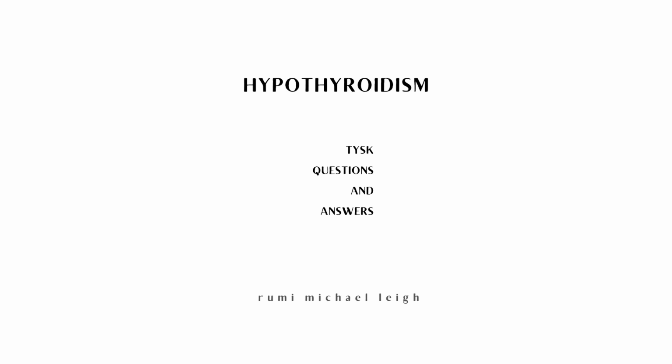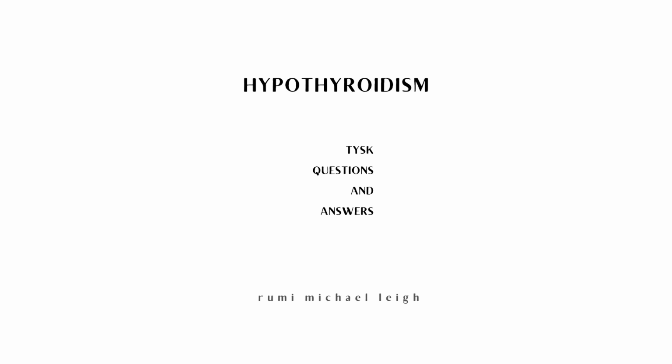8. Is hypothyroidism a common condition? Yes, hypothyroidism is a common condition. 9. What is congenital hypothyroidism? Congenital hypothyroidism is when someone is born with hypothyroidism. 10. What is subclinical hypothyroidism? Subclinical hypothyroidism is an early and mild form of hypothyroidism.